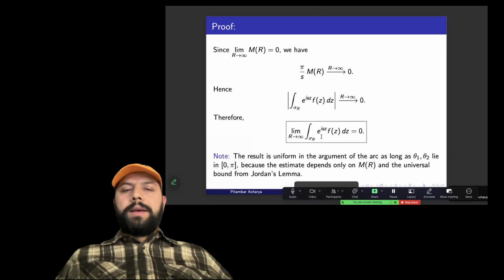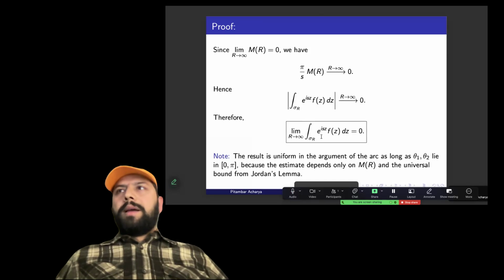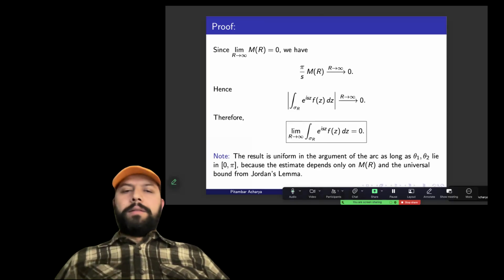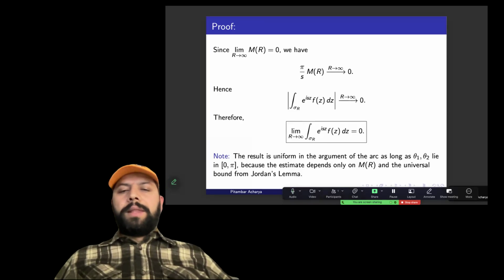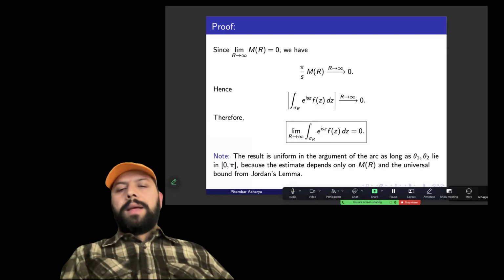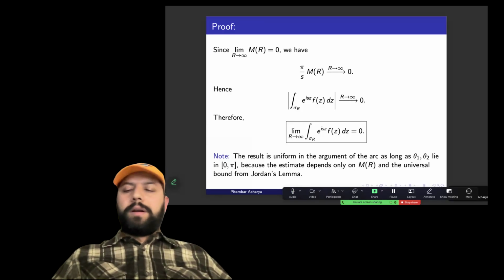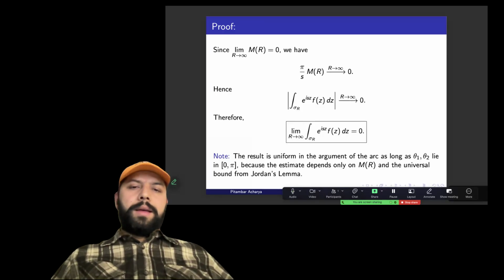By using this lemma, we can calculate the integral, for example, from 0 to infinity of sine x divided by x dx. Note that this result is uniform in the argument of the arc as long as theta 1 and theta 2 lie in the upper half plane from 0 to pi. It is because the estimate depends only on the maximum value of the absolute value of the function and the universal bound for Jordan lemma. Thank you.